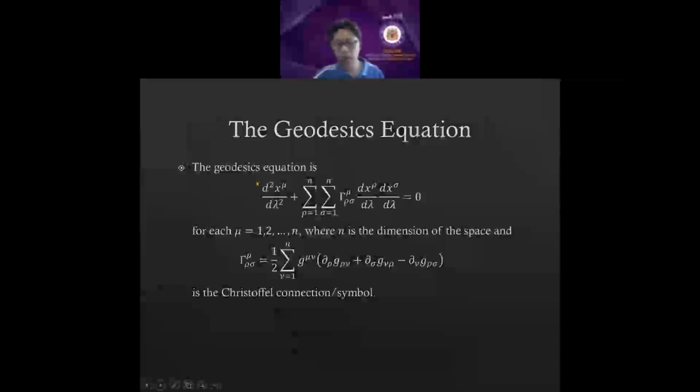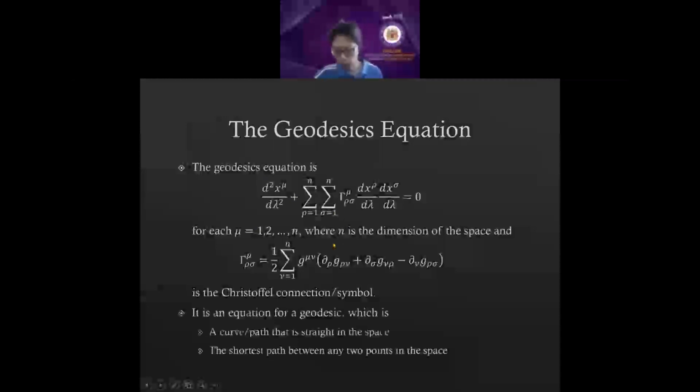Now, what is the geodesic equation? As the name suggests, it is an equation for geodesics. And what is a geodesic? A geodesic can be defined in two ways. Right? It is either a curve or path that is straight in that particular space or space-time, or the shortest path between any two points in the space. So these are two ways in which you can define a geodesic.